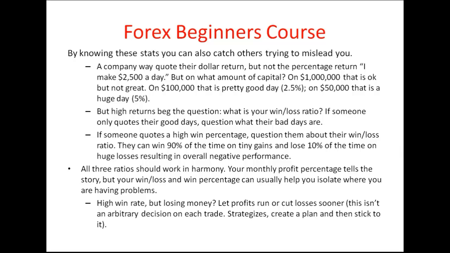The company may quote their dollar return but not the percentage. So for instance, you may see a banner that says I make $2,500 a day, but on what amount of capital? If you're trading $1 million, $2,500 a day is okay, you're making 0.5%, but it's not extraordinary. But if you're making $2,500 on a $100,000 account, that's a pretty good day, you're making 2.5%. If you're trading a $50,000 account, that's a huge day, you're making 5%.